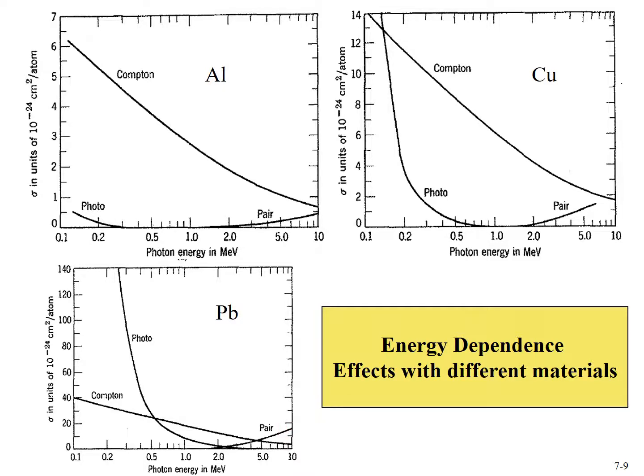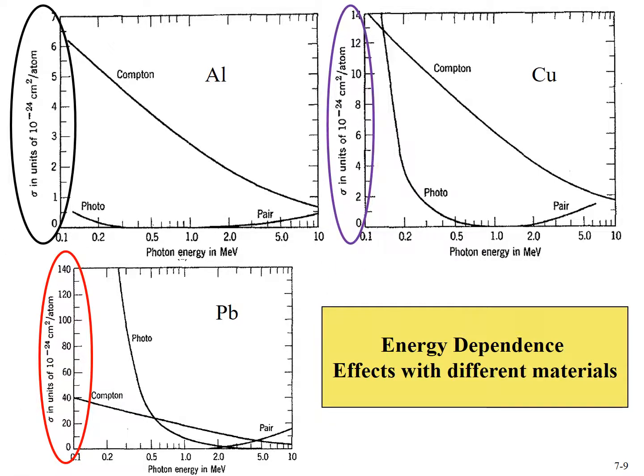The other thing I'd like you to take notice of in this figure are the cross-section data. It's plotted against cross-section in aluminum. The cross-sections go up to 6. For copper, they go up to 14. And for lead, they go up to 140. So this indicates that the interactions with lead are by far the greatest.